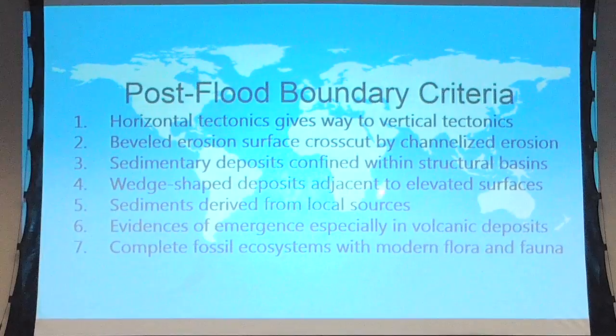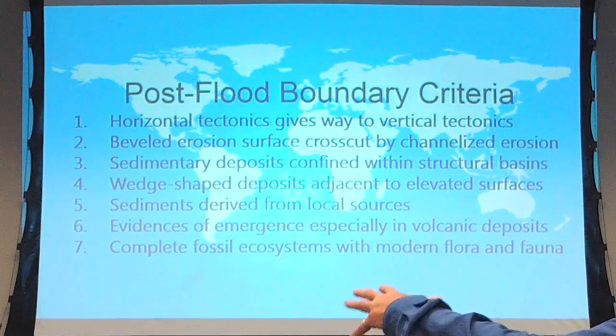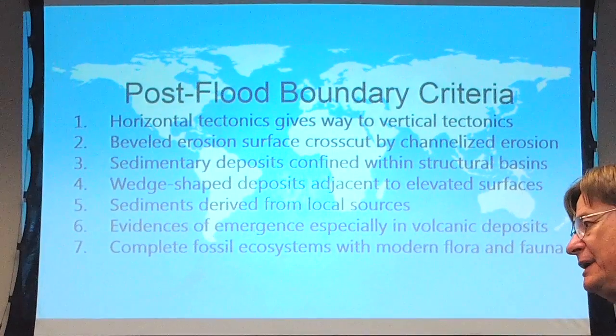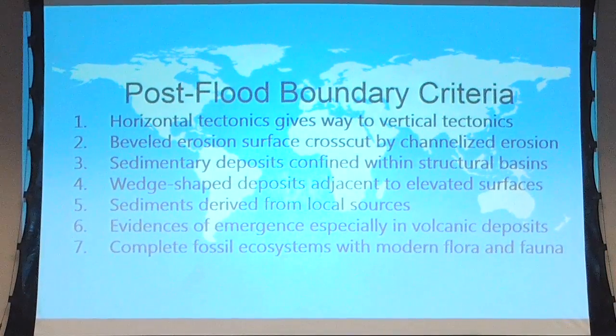And then wedge-shaped deposits adjacent to elevated surfaces, big deltas, and sediment derived from local sources, such as some of the features I've seen in the Anza-Borrego Desert in Southern California. Sediment derived from local sources, like, not that local, but the Ogallala Conglomerate, a post-flood layer of sediment on the Great Plains. That's associated with fragments of rock from the Rocky Mountain area, and although it's not that local, it's a tip-off of a post-flood situation. Post-flood mudflow surface in the Great Plains.